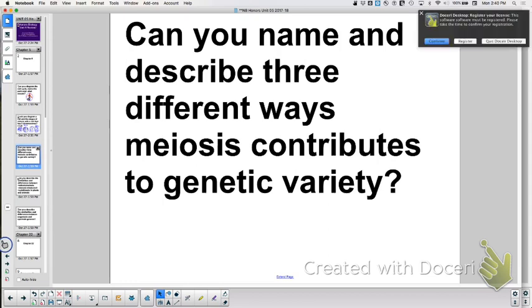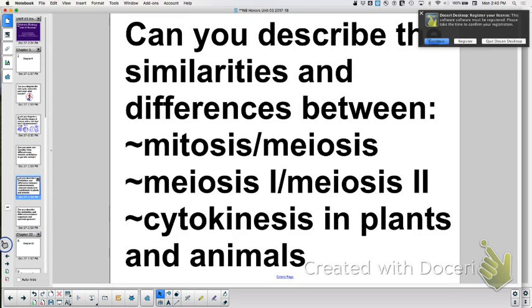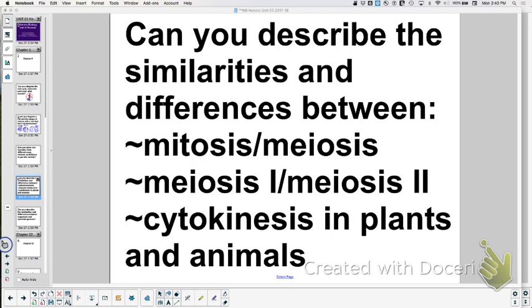Keep going. Okay. Next, can you, I want to continue. Okay. Can you describe the similarities and differences between mitosis and meiosis, meiosis 1, meiosis 2, cytokinesis in plants and animals? Let's attach that. Mitosis and meiosis.